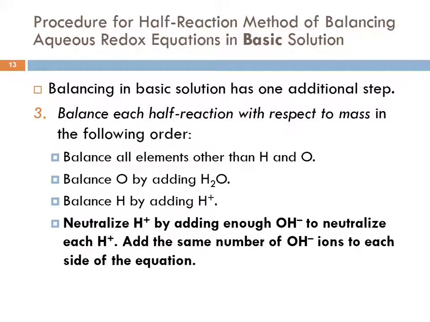There's just one extra thing to do, and that happens in step 3, where we're balancing with respect to mass. We're going to balance all the elements but hydrogen and oxygen. You balance the oxygen by adding water, that's the same. You balance the hydrogen by adding H+, that's the same. And this is the different part. Neutralize the H+ by adding hydroxide ion. So you end up adding the same number of hydroxide ions to each side of the equation. So if you have 2 hydrogen ions, you're going to add 2 hydroxide ions to both sides.